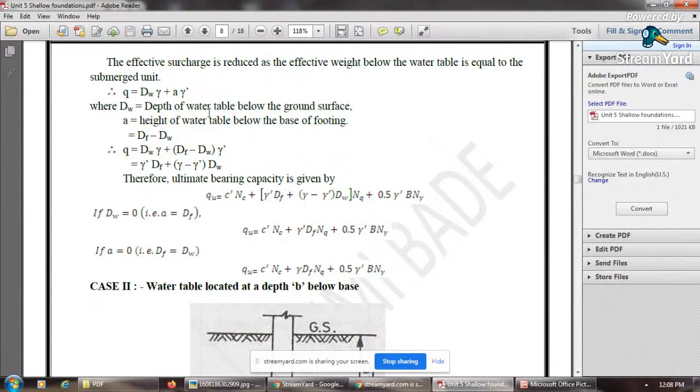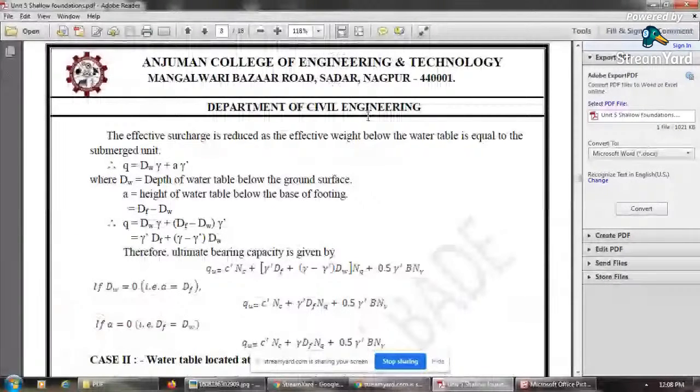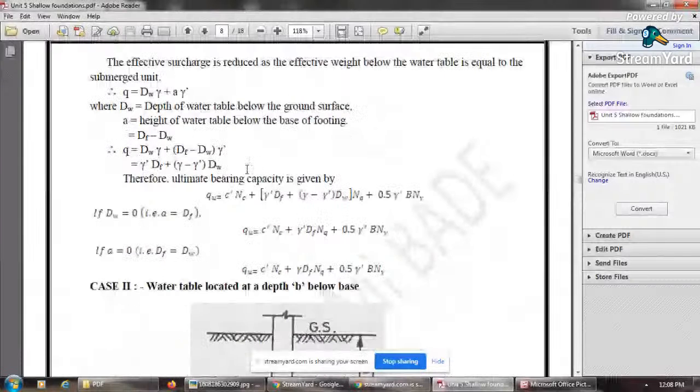Where dW is the depth of water table below the ground surface, and a is the height of water table above the base of the footing. Therefore it is given by Df minus dW. From the diagram itself it is seen that Df minus dW will give you the total height of water table above the base. Therefore the ultimate bearing capacity is given by qu equals c dash Nc plus (gamma dash Df plus (gamma minus gamma dash) dW) into Nq plus 0.5 gamma dash B N gamma.